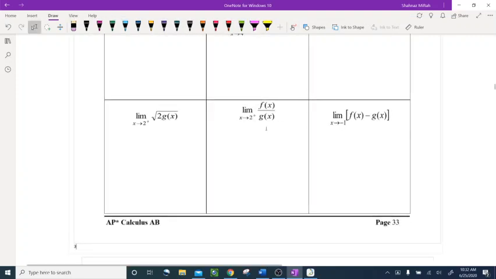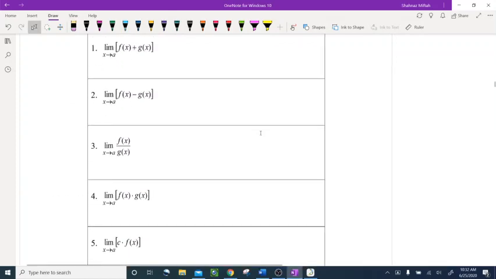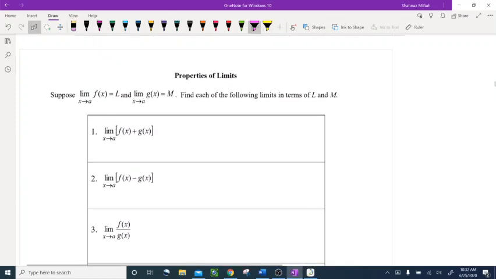Hi everyone. Today let's talk about properties of limits. I'm going to give you some properties of the limits and then we will practice some questions. And if you still don't understand, please comment below and I will post more examples and then we will work on it.